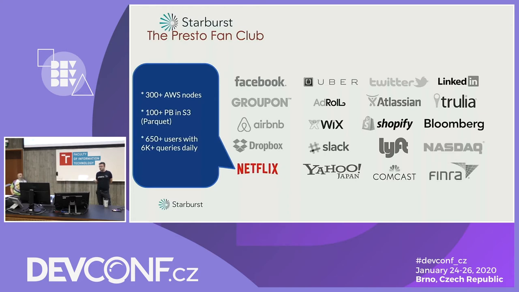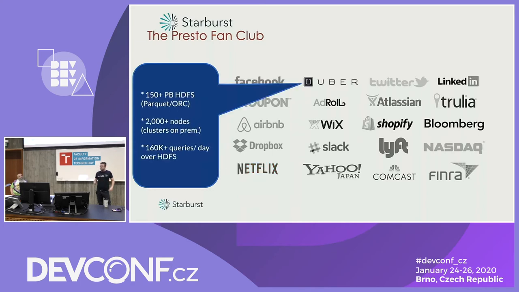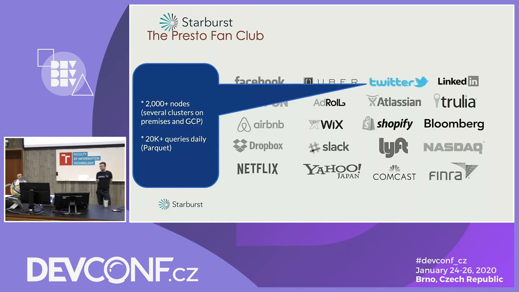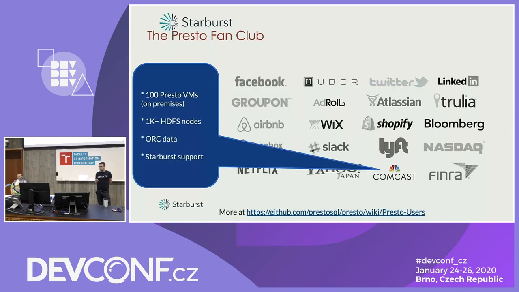Other companies that use Presto are Netflix, so they also have a lot of data, like 100 petabytes. What's different about them is that they're running Presto completely within the cloud, and they have something like 300 plus nodes there. So Uber also uses Presto, 150 petabytes of data, 160,000 queries per day, 2,000 nodes plus. Twitter, also 2,000 nodes. Comcast, 100 nodes.